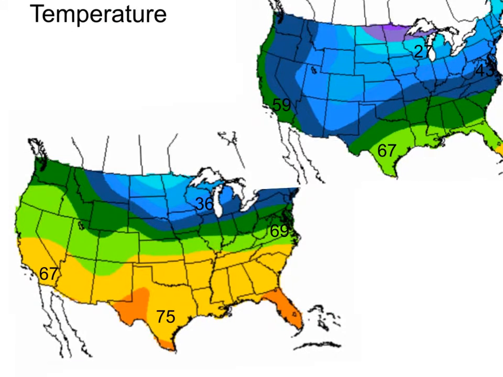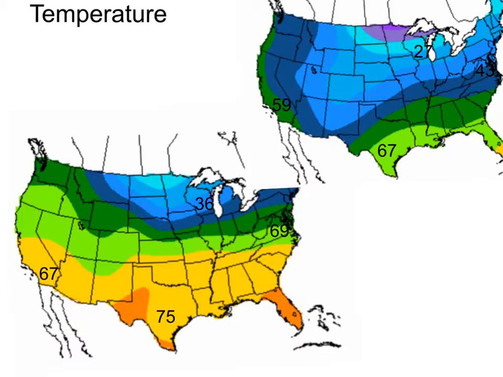Hello, I'm Megan, and I'm forecasting the weather for March 13th, 2003. Today we have temperatures that are warm and cold all over the U.S. Here are the maps of the high and low temperatures of the U.S. On the right is the low temperatures, and on the left is the high temperatures.